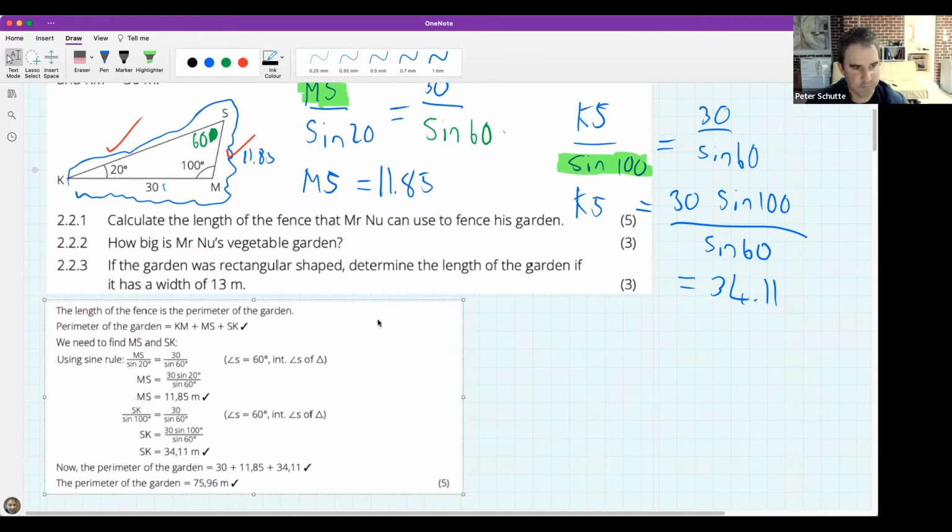Second part of the question is, how big is the vegetable garden? So I want to know, what tool am I going to use in order to find how big the vegetable garden is, basically, is the next question. The answer for the first one was the perimeter of fencing needed was 75.96.